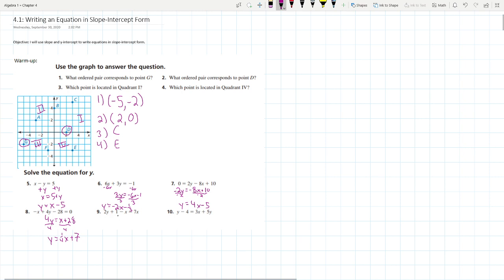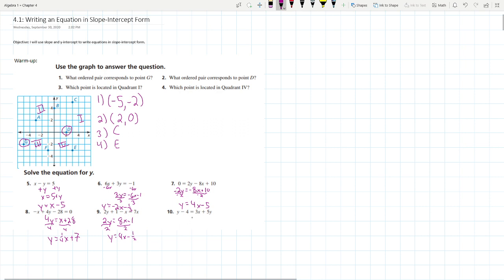Number 9, I'm going to do much the same. I'm going to move the 1, and I'm going to move the minus x to the other side. So I'm left with 2y equals 8x minus 1. Divide everything by 2, and y equals 4x minus 1/2.